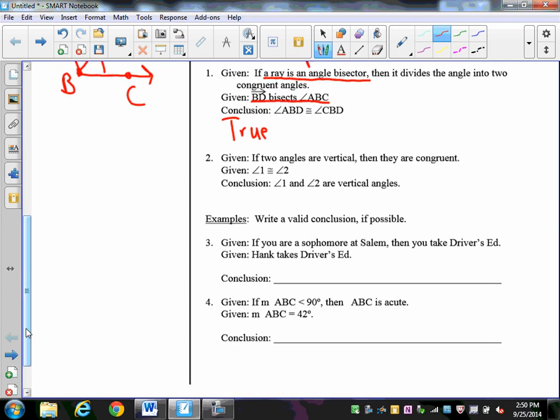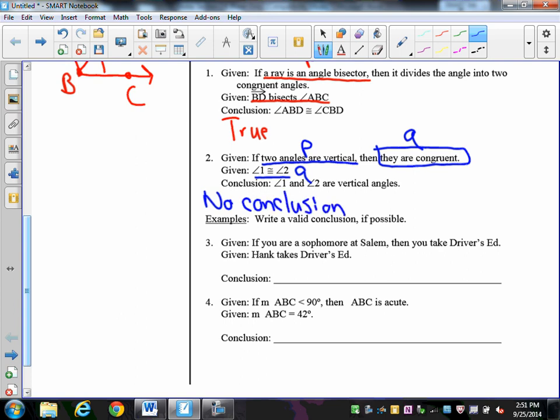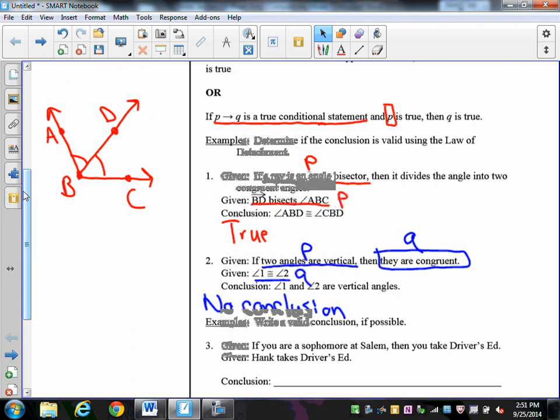For number two, we say if two angles are vertical, this is our hypothesis, then they are congruent. Here's what we're given: angle 1 is congruent to angle 2. This was our conclusion, which we called Q. So we can't draw any conclusion from this. The reason is because we have Q. In the prior example, we had P was true. Whenever we have P, that's what we want. We want the hypothesis to be our given information. The law of detachment says P is true. In our first example, P was true. In our second example, Q was true. So there's no conclusion.